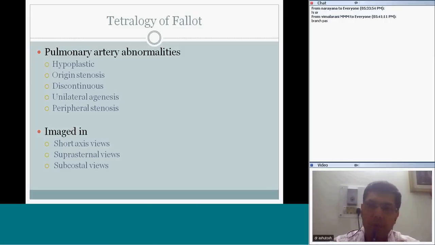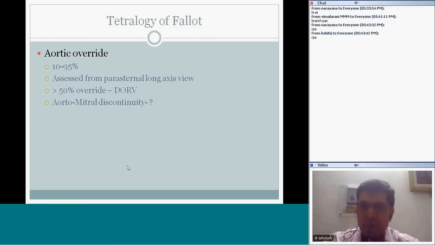So we've already talked about this pulmonary artery abnormality, and the views to be used for imaging pulmonary arteries have to be a combination. We can use the subcostal short axis view, and we use the subcostal view. We also use the suprasternal view. So what pulmonary artery would you see best in the suprasternal view? Okay, yeah, the entire length of the RPA can be seen on this. That's the right answer.